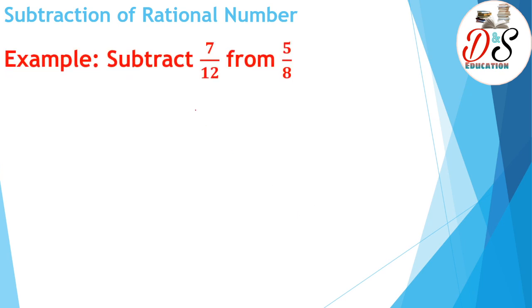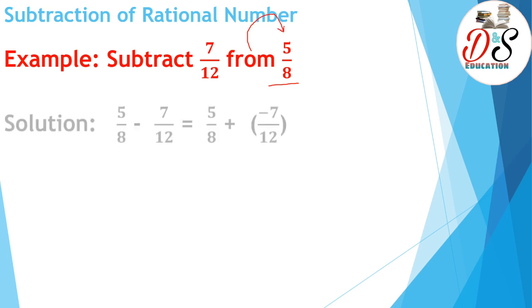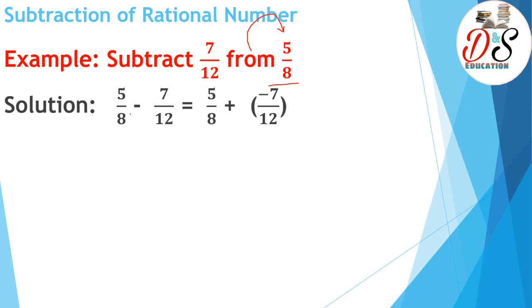So we have to subtract 7 upon 12 from 5 upon 8. Now in case of subtraction, whatever value is just followed by from, we will write that value first. So we have to write 5 upon 8 first, then we will write 7 upon 12. Now what you have to do, you have to replace this subtraction sign with addition sign, and second, you have to write the additive inverse of the second number. So additive inverse of 7 upon 12 is minus 7 upon 12. Wait a second, I erase all these.